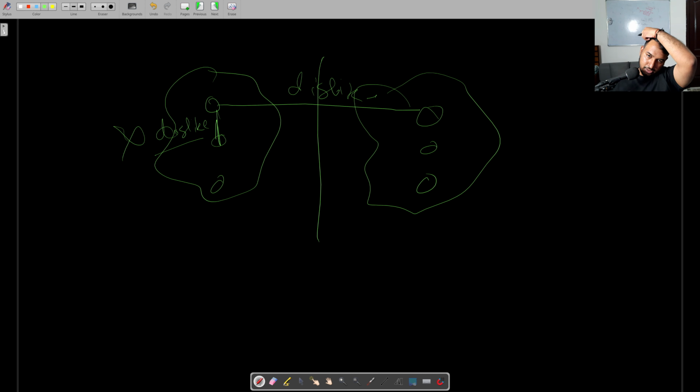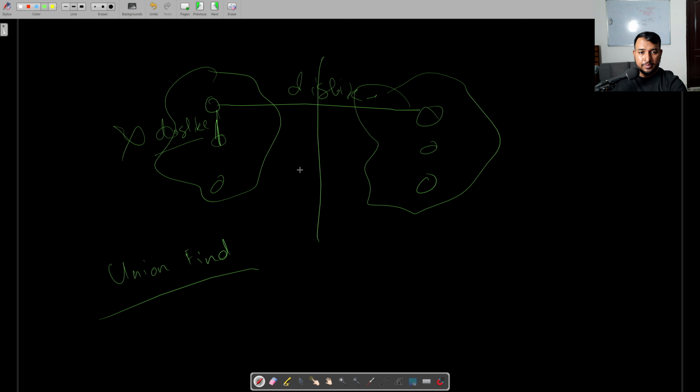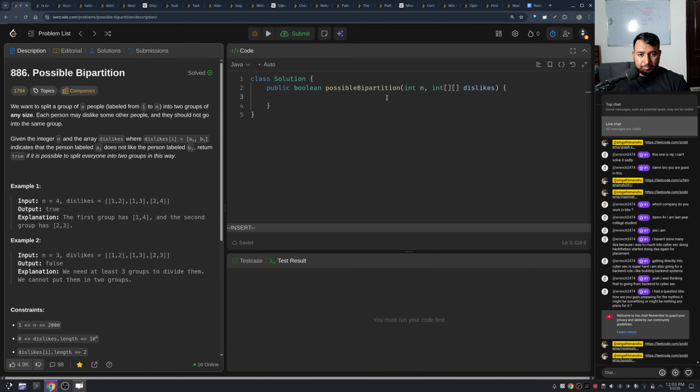This is a classic union find problem, so I think we can use that to solve this. We can define two sets, and no two people who dislike each other should be in the same set. You want to tell if it is possible to split everyone like this or not, right? Let's do a union find.